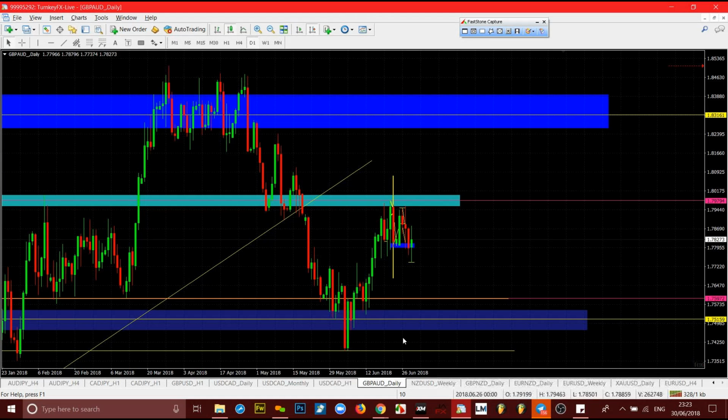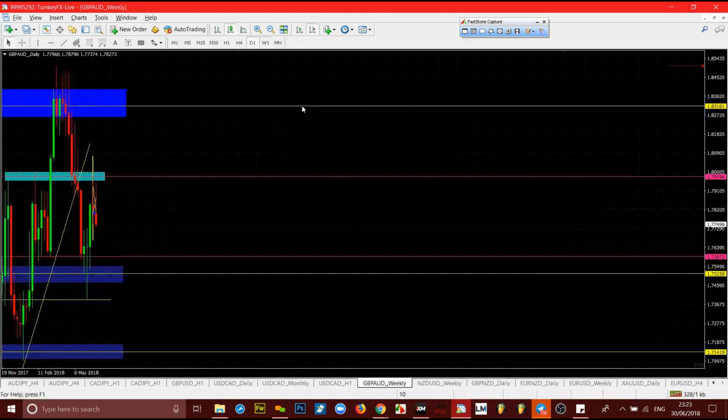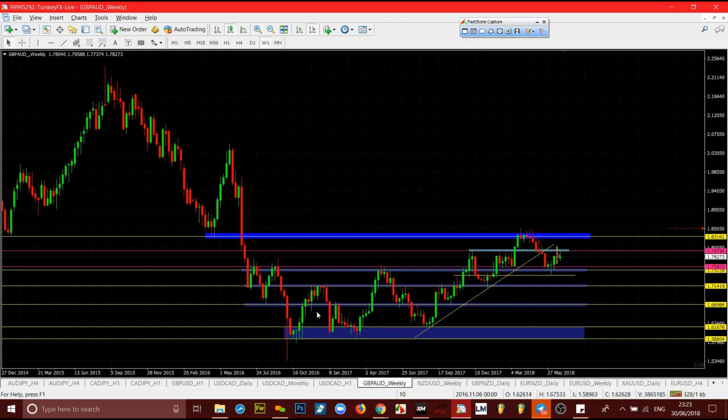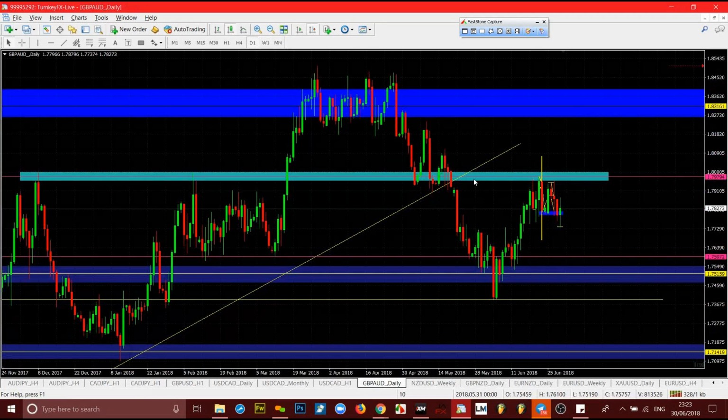Okay, so GBP AUD, my favorite pair. You can see the movements. See what's happening. It did that up and down, up and down, up and down. At the end of the day, what did it do? Broke that trend line. And after breaking that trend line, what did it do? Came back and retested that key structure. And what are we expecting? Yes, we're expecting it to drop.